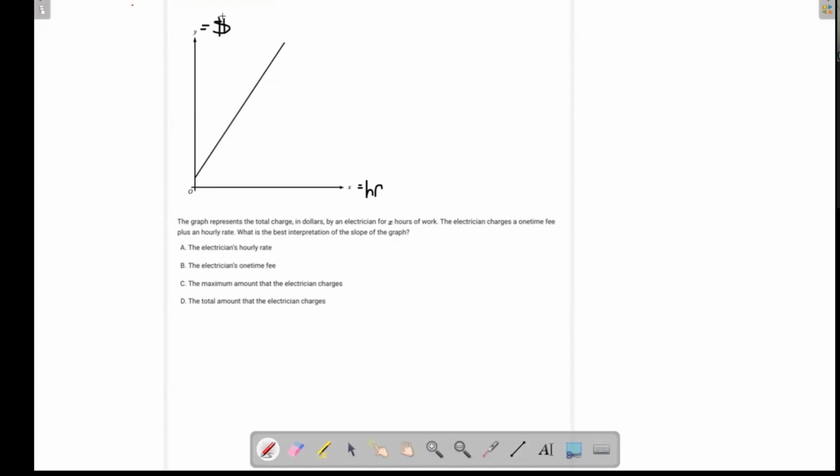We can figure out the slope, and slope is just change in Y over change in X. So if it's going to be the amount of dollars, the rate we're paying per hour, we can just see that this is just our hourly rate, meaning our answer is going to be A. And this is just found by figuring out what the y-axis means, what the x-axis means, and relating that to the slope equation, which is y over x.